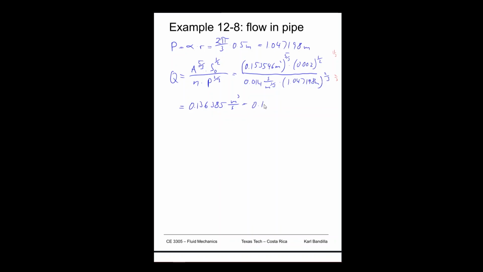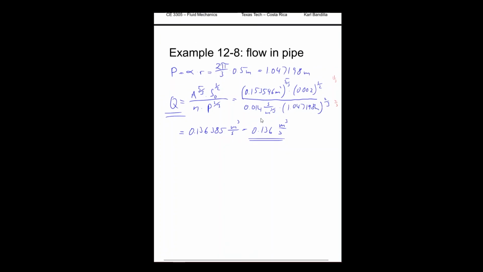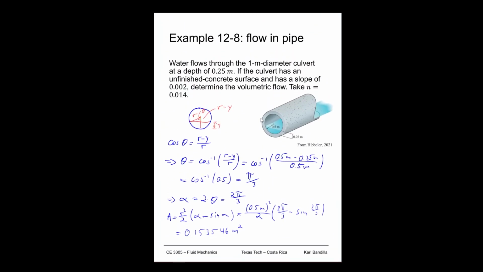Rounding this, 0.136 cubic meters per second. And that was what we were being asked for. All right, so we found what the flow rate is in this partially filled concrete pipe.